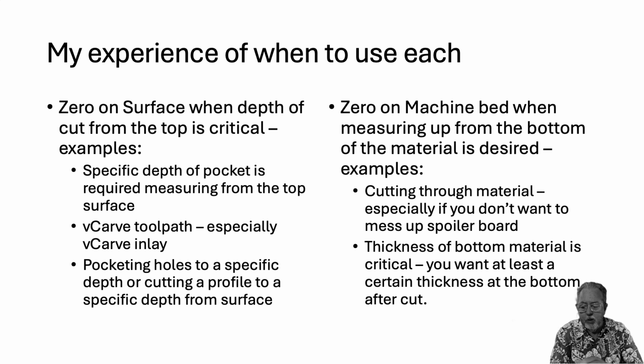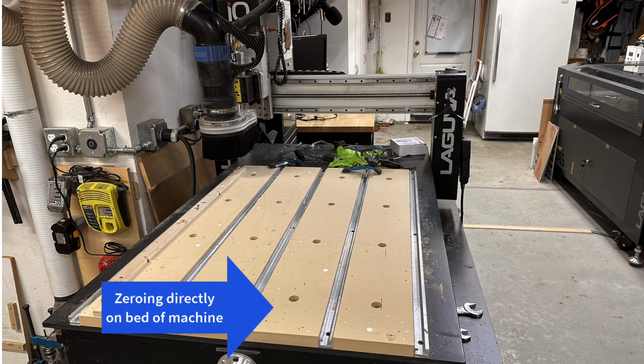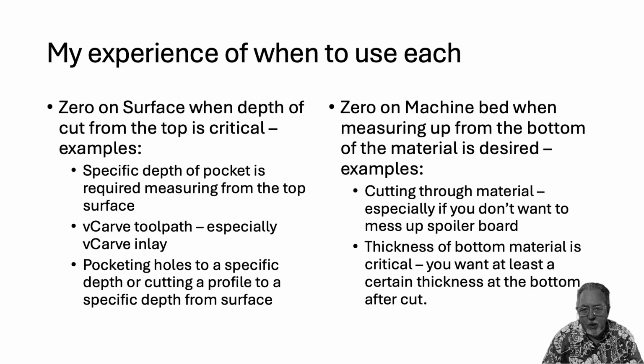Let's say this is sitting on the bed and I'm talking about right here. I will zero from the machine bed when I'm cutting through the material, especially if you don't want to mess up your spoiler board. And I'll get into that in a minute, what I'm talking about and why that's critical.